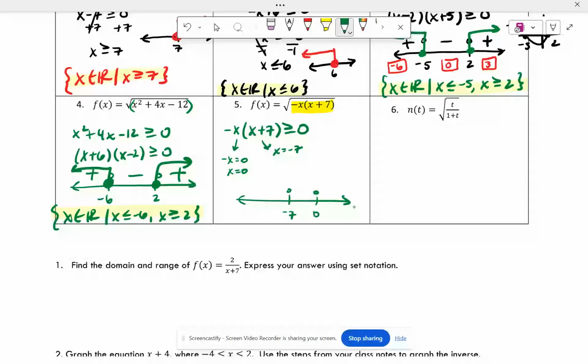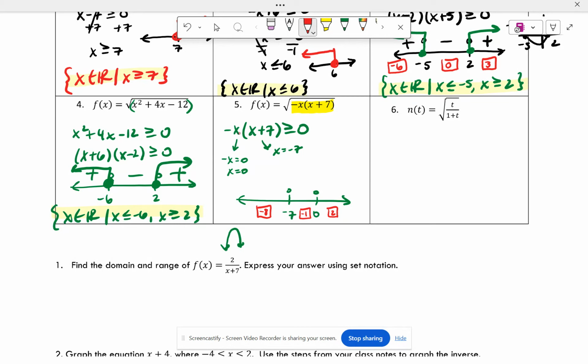And then this guy's a little harder to envision what he would be doing, right? So, I mean, he has a negative out front, so he would be facing downward, right? But if that's not obvious or available to you, you could just test the values along the number line, right? So I'm going to do negative 8. I'm going to do negative 1. I'm going to do 2.